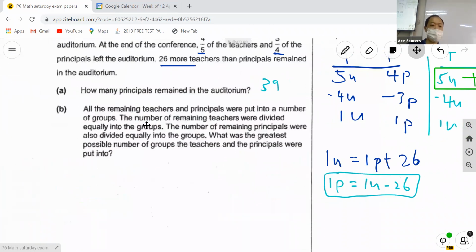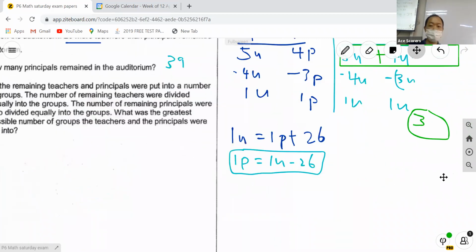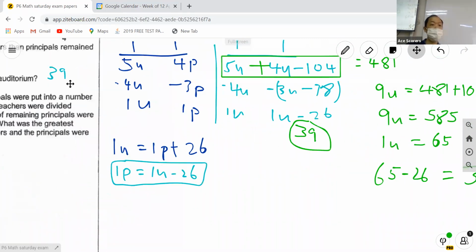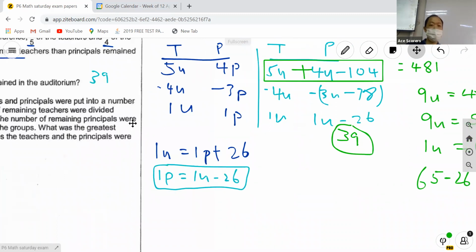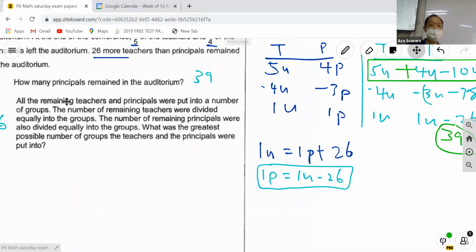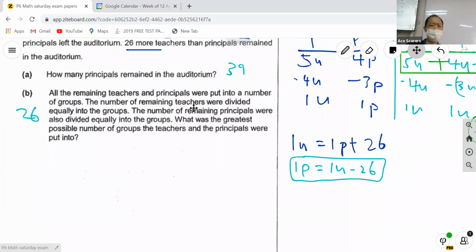All right, so now we look at the next part. You got it correct, 39. Very good. So all the remaining teachers and principals are put into a number of groups.